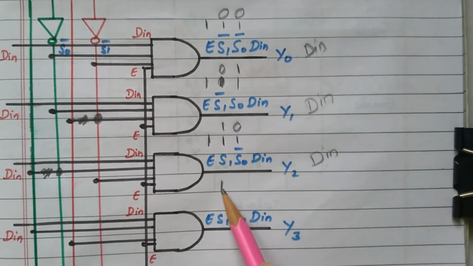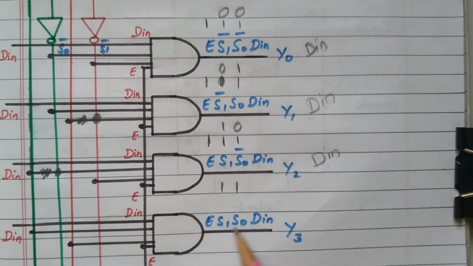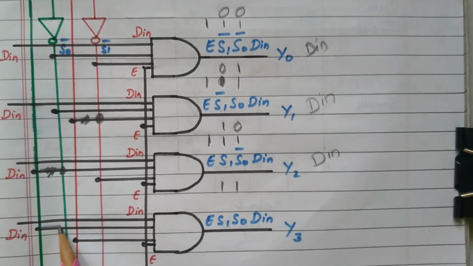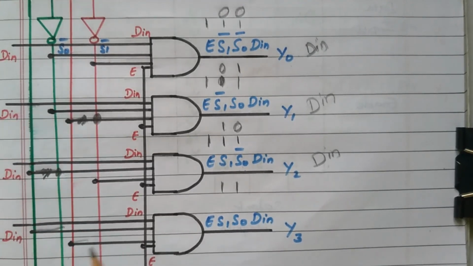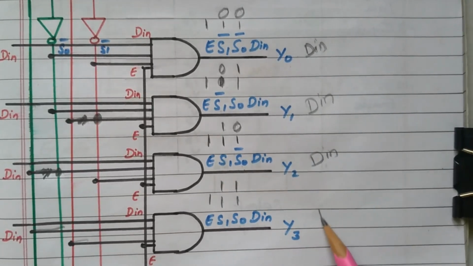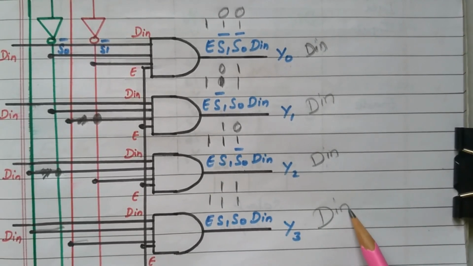Finally we have 1 1. So it is connected directly S1 and S0. So it is connected direct. So this is correct only. This is correct, here also correct. This is connected S0 and S1. Right. So already enable also 1, S1 also 1, S0 also 1. So automatically we get D in as an output.